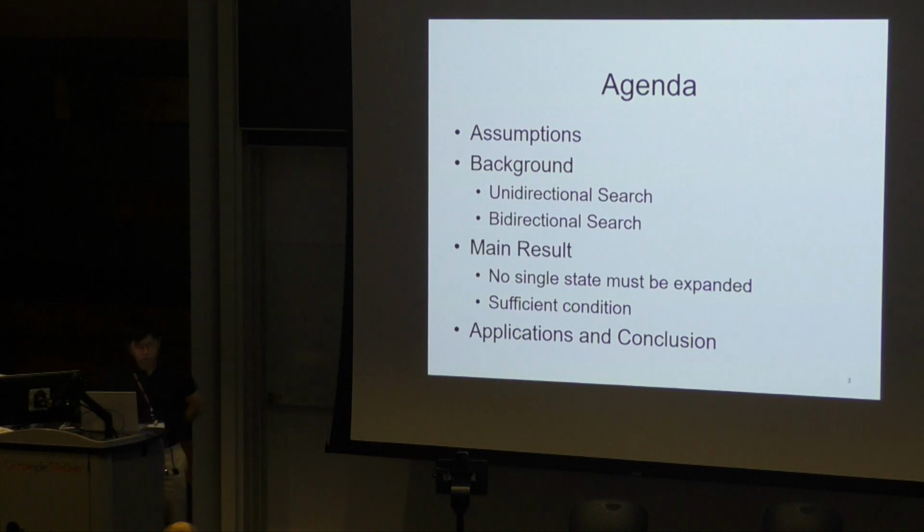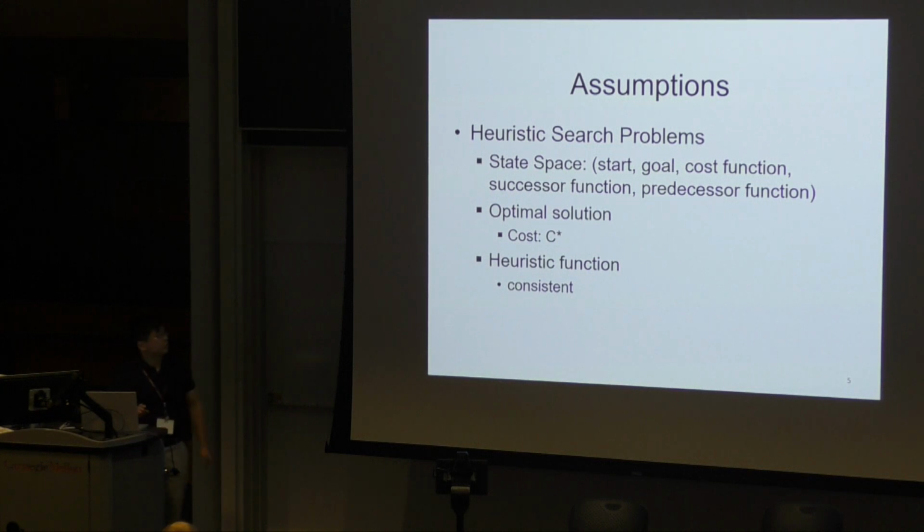I will start with assumptions and background, and then come to our theory. The assumptions we made in our theory consist of assumptions on the heuristic search state space and on the algorithms. We assume that the state space is given as a 5-tuple of start state, goal state, cost function, successor function, and predecessor function. We denote the cost of the optimal solution as C star. We require the heuristic given to the algorithm to be consistent.